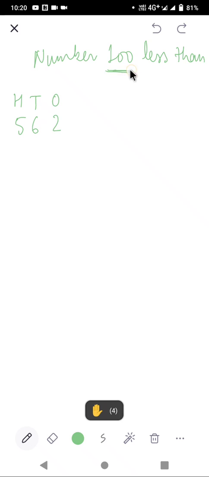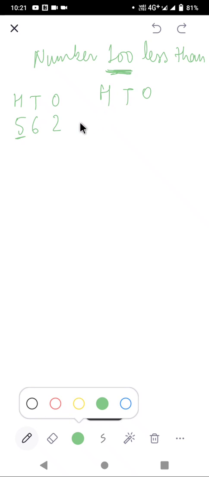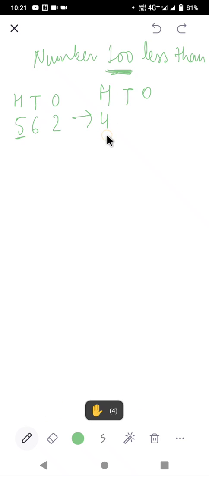So we are finding 100 less than. So what we'll do? We'll subtract 1 from the 100 place. The 100 place digit is 5, so students, we will subtract 1 from it. 5 minus 1 is 4. Okay, so 4, and now these two digits we will write as it is, 6 2. So 100 less than 562 is 462.